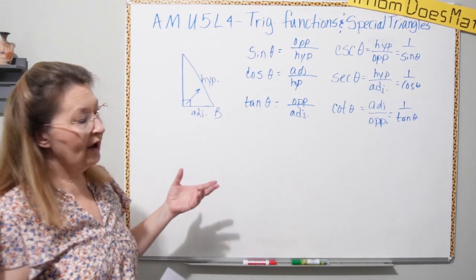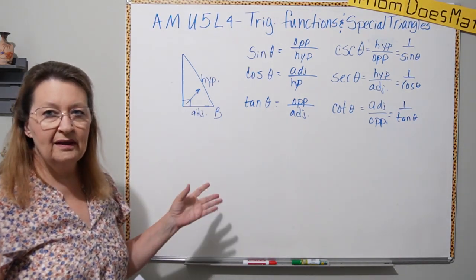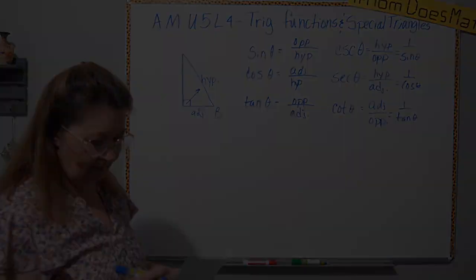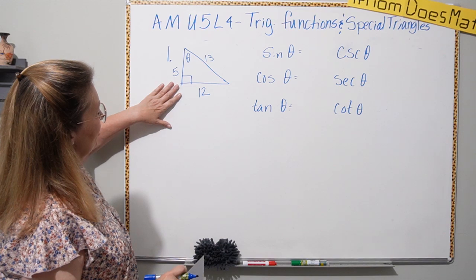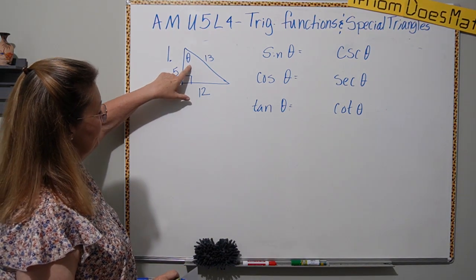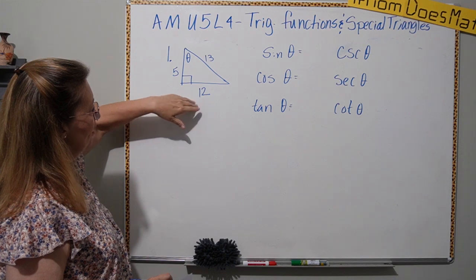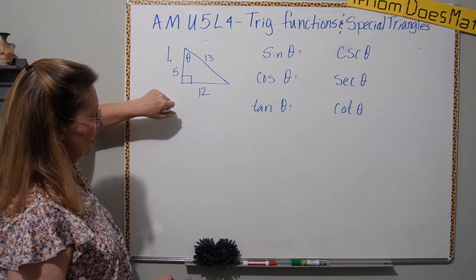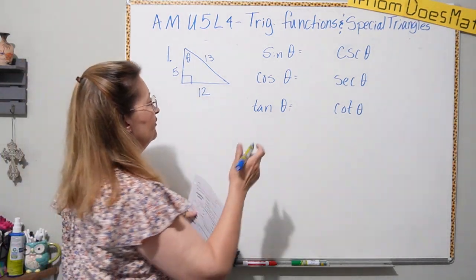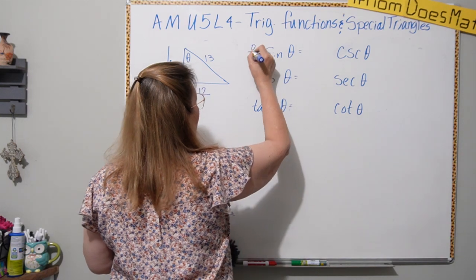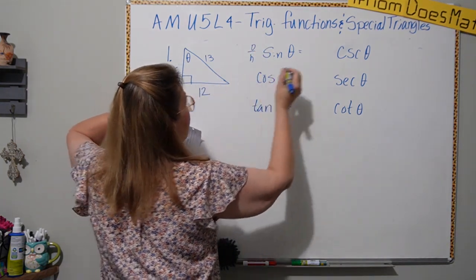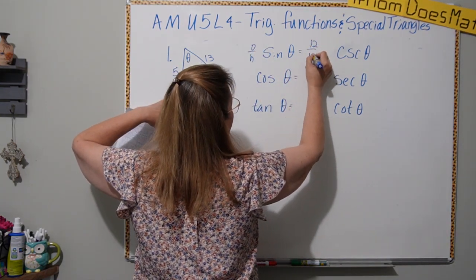So let's grab some triangles and we'll start applying it, and it'll be a lot easier that way. Okay, for number one, we have our triangle here, and here's theta. So we see the hypotenuse is 13, the side opposite is 12, and the side adjacent is 5. So we're just going to fill in our definitions. If sine was opposite over hypotenuse, well, that's 12 over 13.